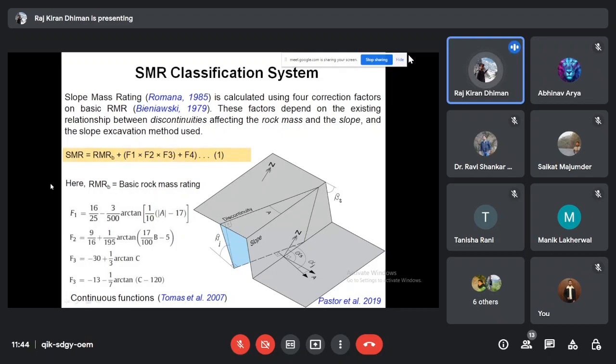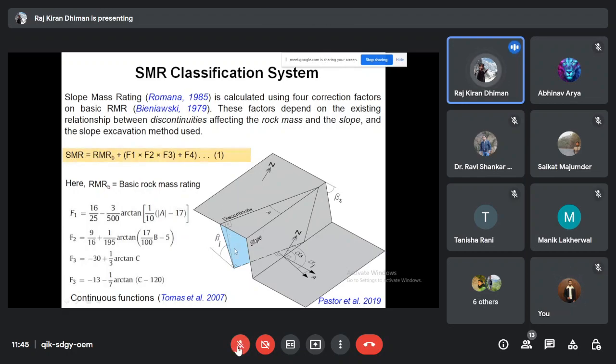So if you ask me what are F1, F2, and F3, you can simply imagine that these are the kinematic parameters of release. If there is a joint plane which has a dip direction in the direction of the slope, if you see the figure on the right hand side, there is this joint shown in blue color. You can see my pointer, Akshay? Can you see? Okay, thank you.